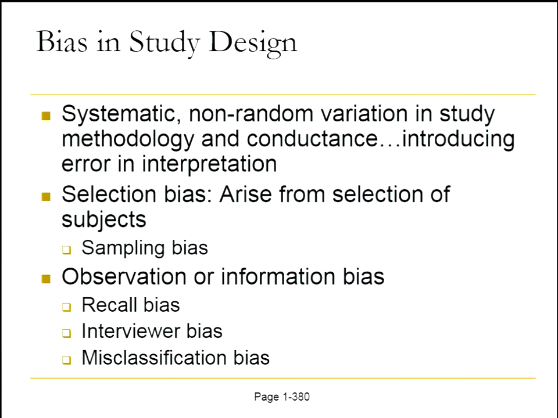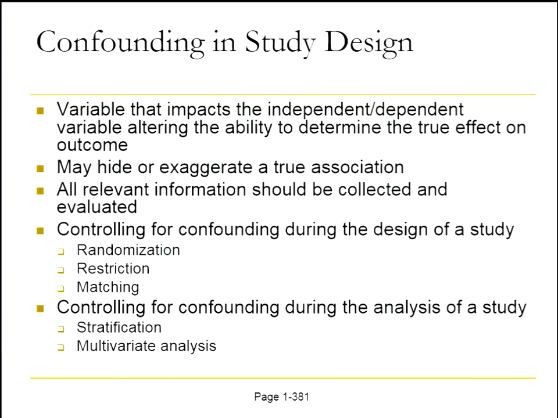A couple of examples, and there are some other examples in your handout, but perhaps a common type of bias is selection bias that arises from inappropriate selection of subjects. We'll talk about some examples of that in the case control studies, and there are some others that are described that we'll also cover.